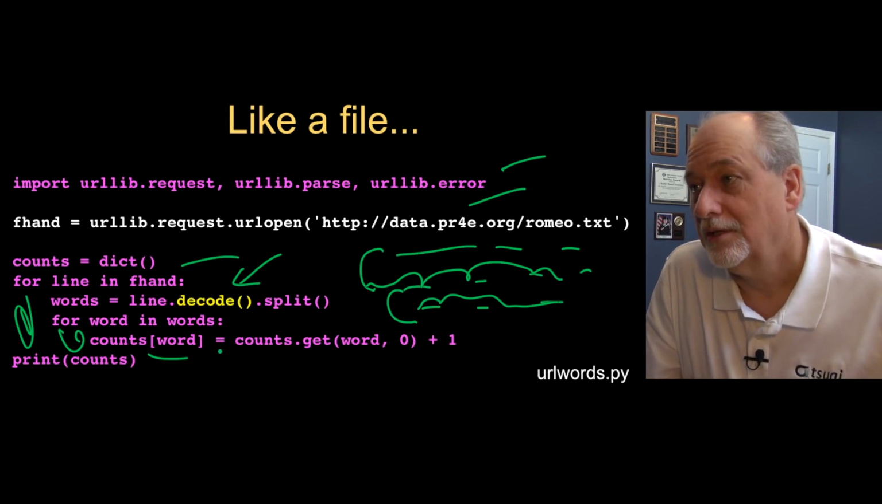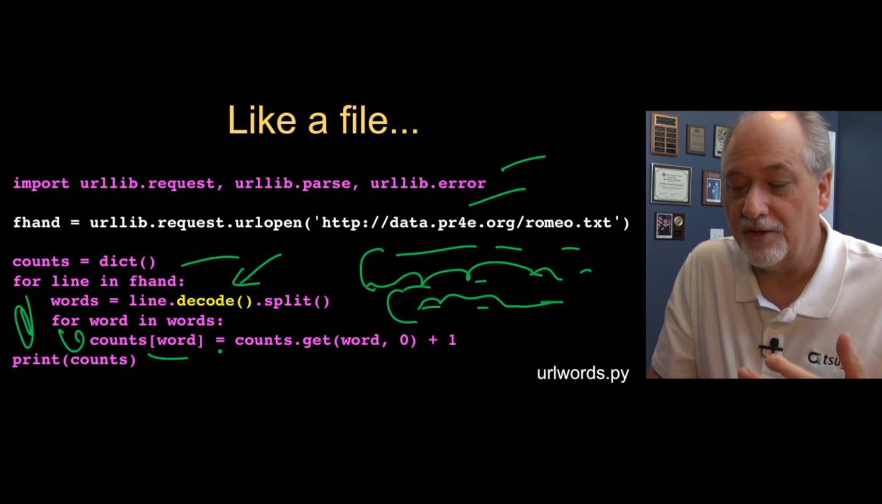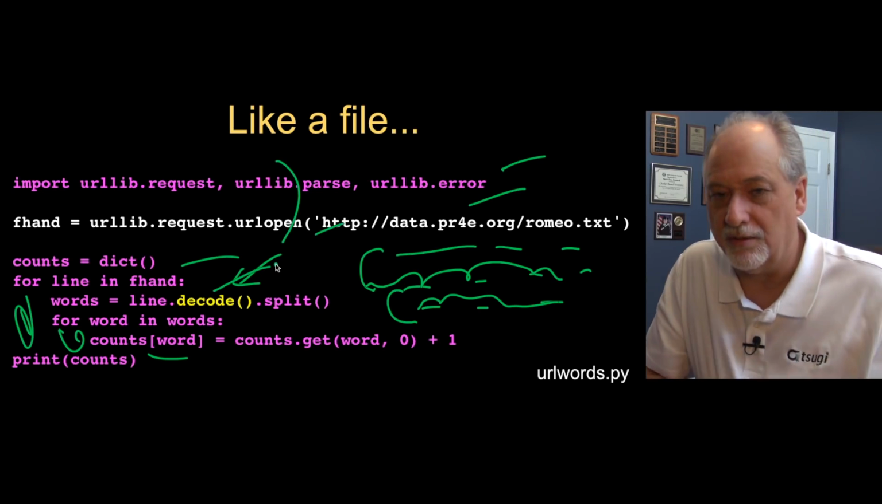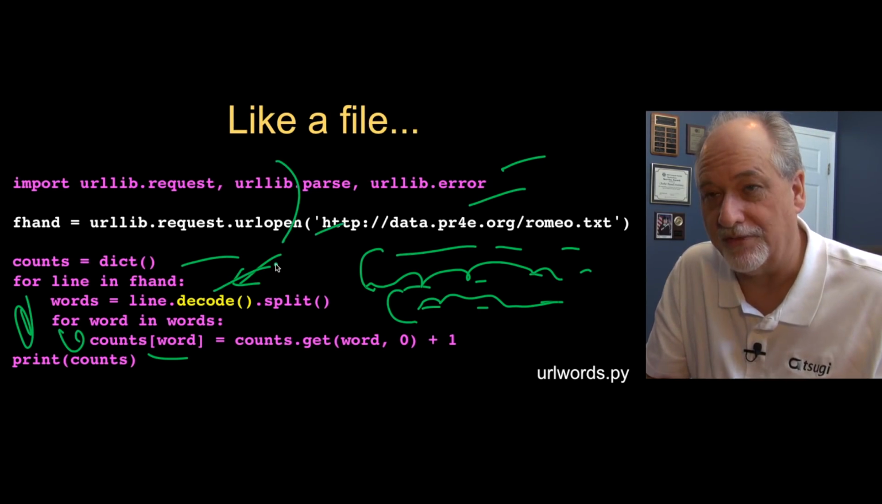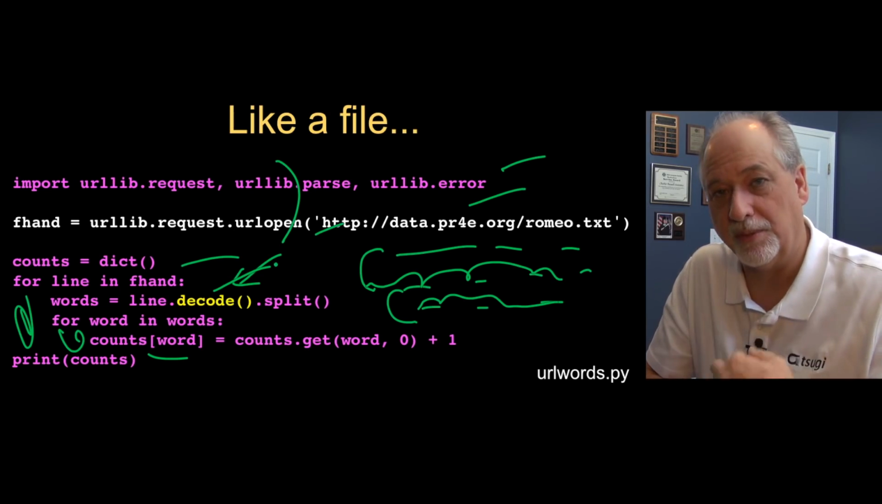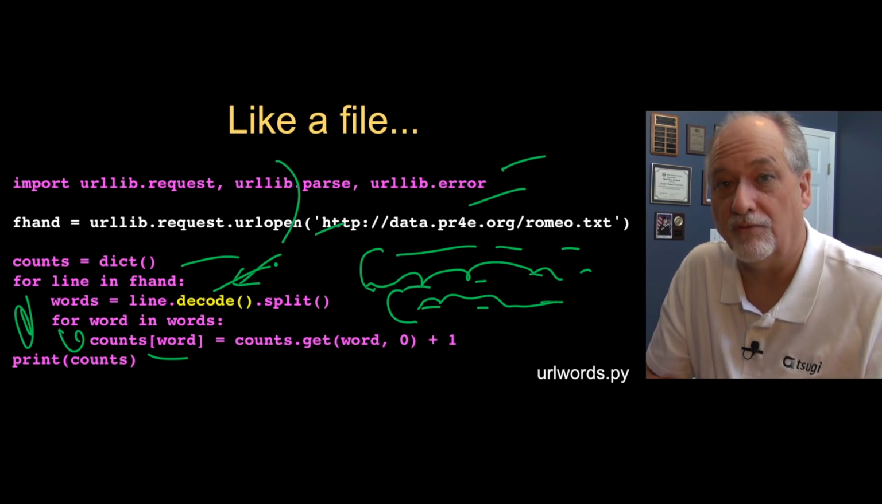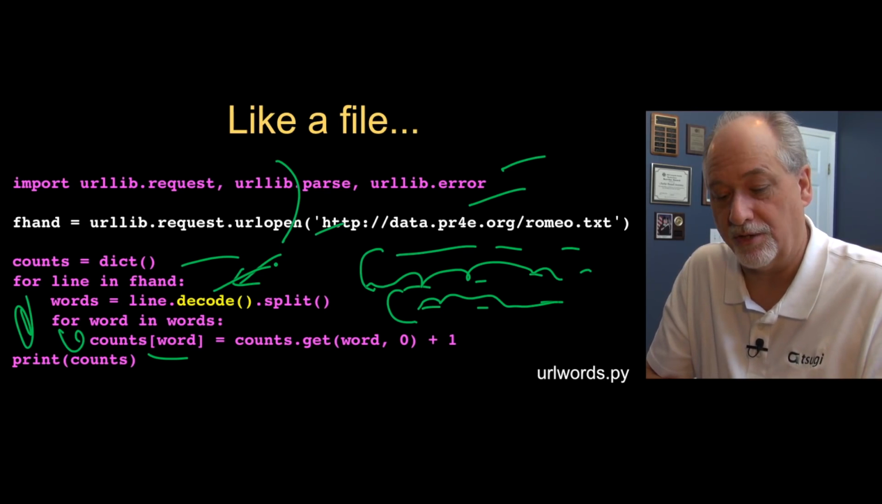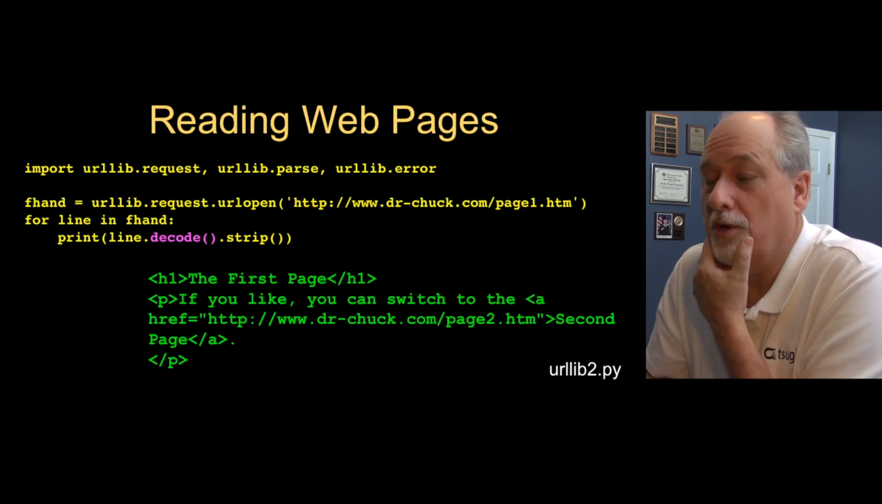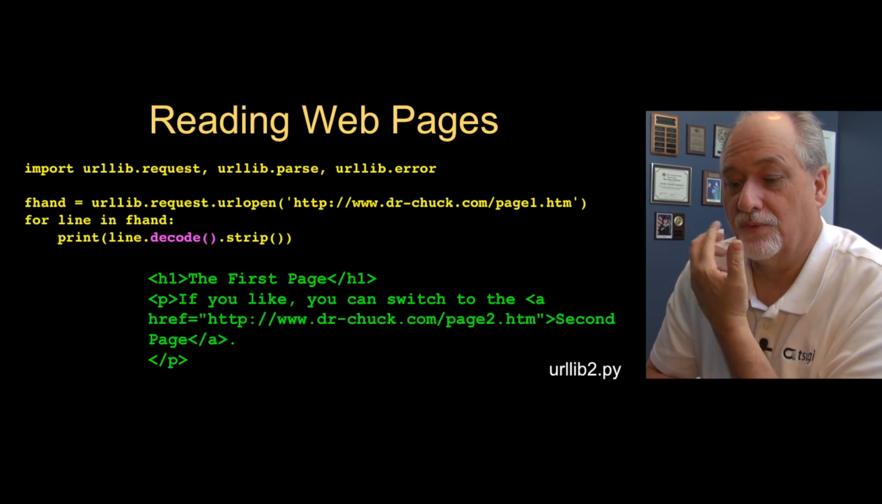Now this in effect, other than importing this, opening it differently, and doing the decode, is exactly how we would process a file. And so by using urllib, you really sort of reduce the complexity of retrieving and reading network resources to the same complexity of reading and dealing with a file locally on your hard drive, which is kind of pretty. So one of the things then we can do is read web pages.